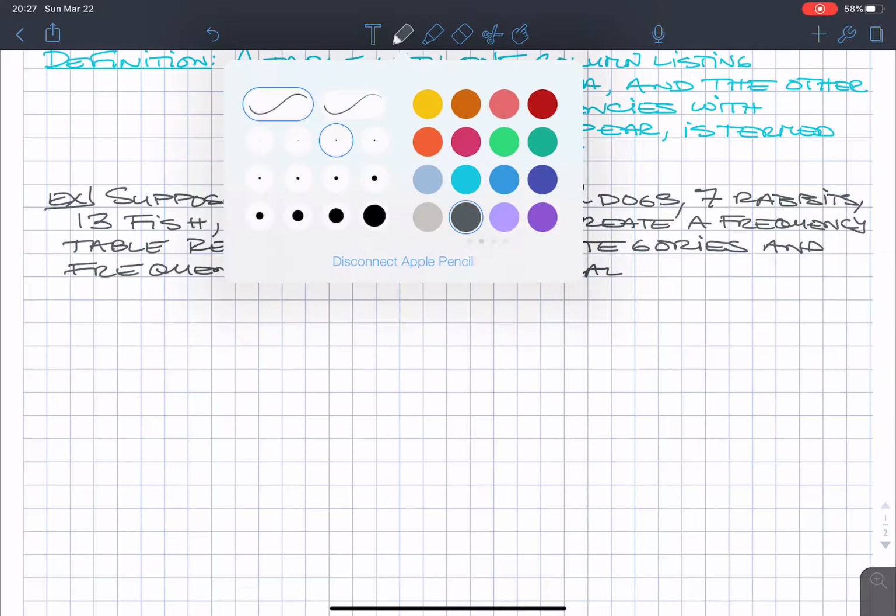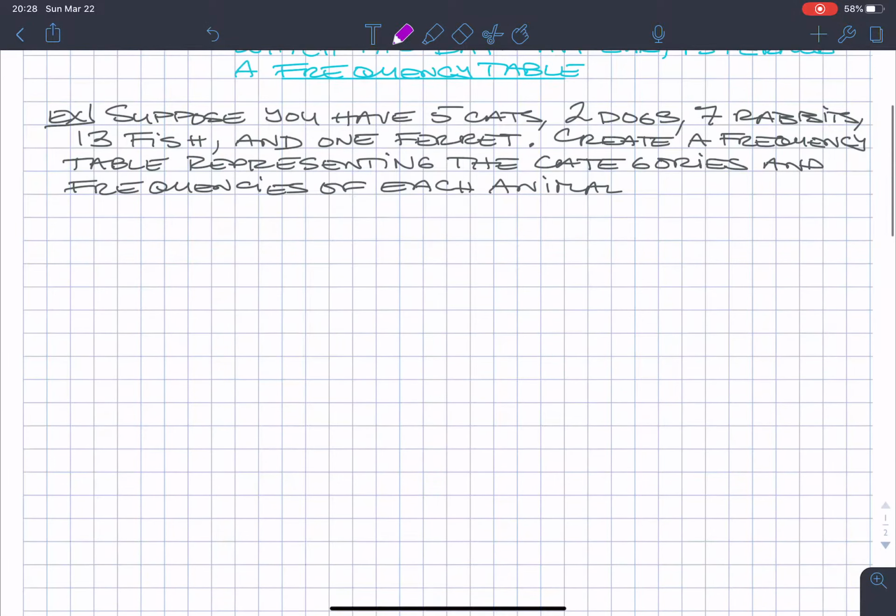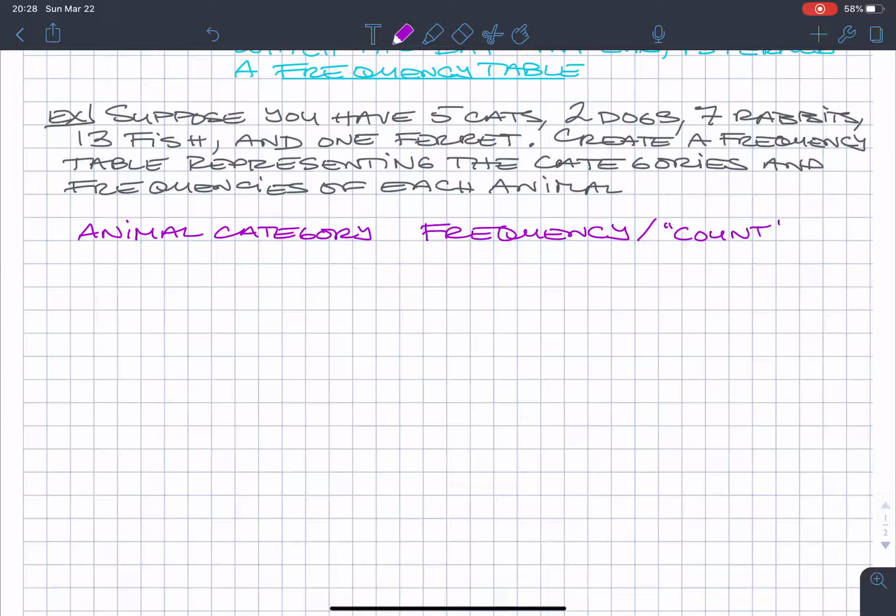Okay. What color shall I use? Maybe purple. Okay, so I want the category of animal, animal category, all right, for illustrative purposes, and frequency. And another term for frequency would be count, i.e. the number of each animal. Okay, so here we go.